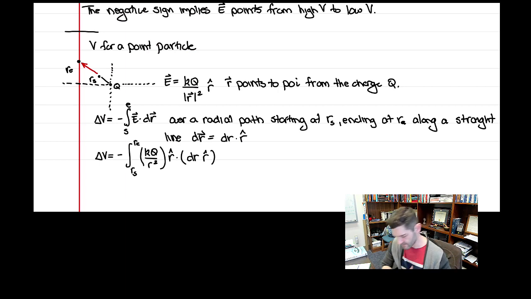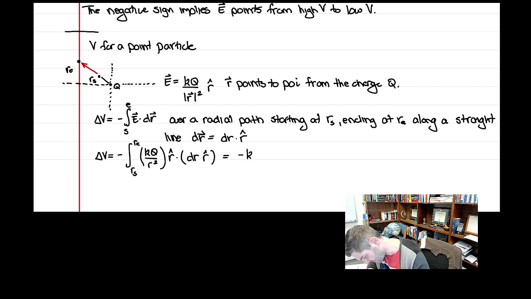So this looks like it involves, well, the K and the Q are constant, so I'll take those out. It looks like an integral from R start to R end of 1 over R squared dr. And then it also involves the dot product R hat dot R hat.